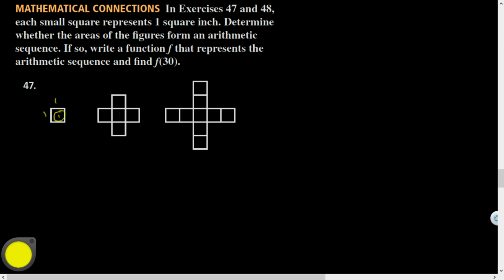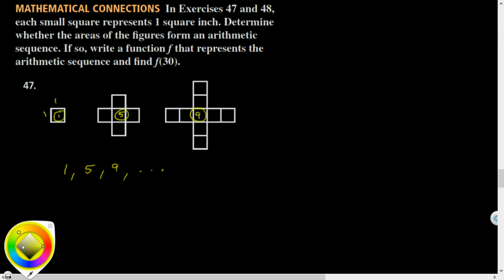Let's see. So if each of these are 1 square inch, how many square inches do I have here? 1, 2, 3, 4, 5. And here I have 1, 2, 3, 4, 5, 6, 7, 8, 9. Okay. So my list representing the areas of these figures is 1, 5, 9. And now our question is, is this arithmetic? And if so, let's write a function that represents it.